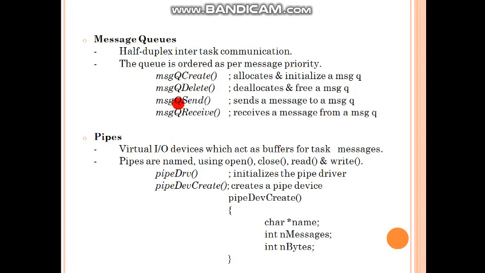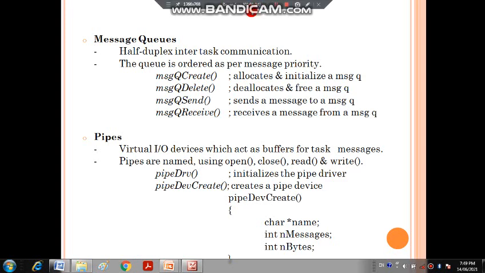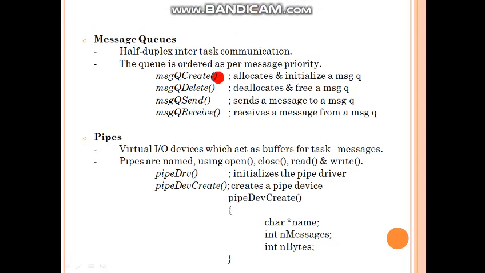Message queue. A message queue is half-duplex inter-task communication. The queue is ordered as per the message's priority. There are again four parts in that: message queue create, message queue delete, message queue send, and message queue receive.